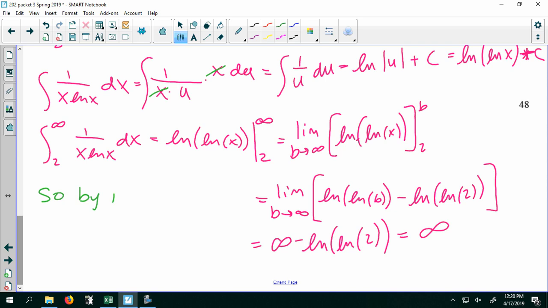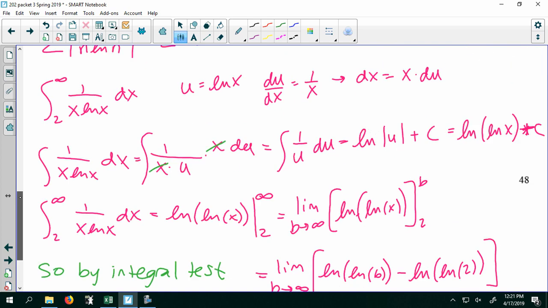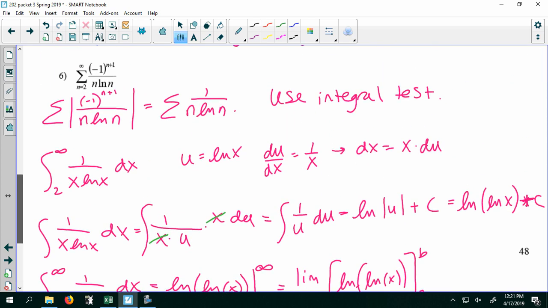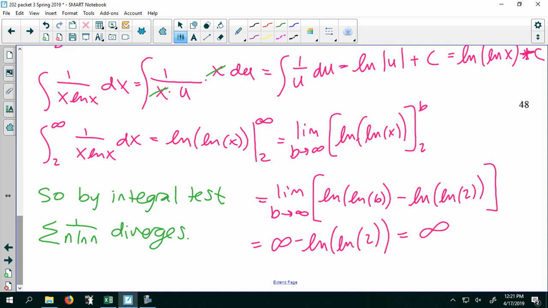So by the integral test, the sum of 1 over n ln n diverges because the integral did. Okay, so that was the absolute value of my original sum. My original sum had an alternating sign. I took the absolute value, used the integral test, it diverged. So that means I have to go back to my alternating version and see, does that converge or not?